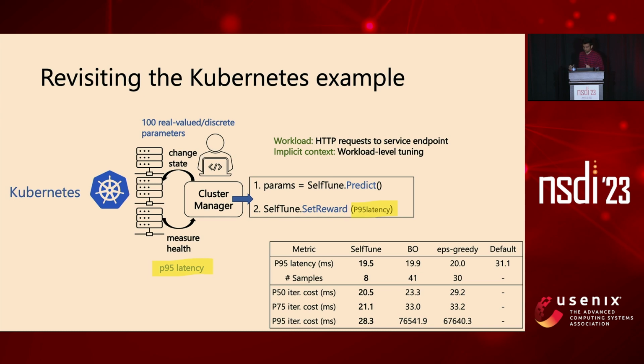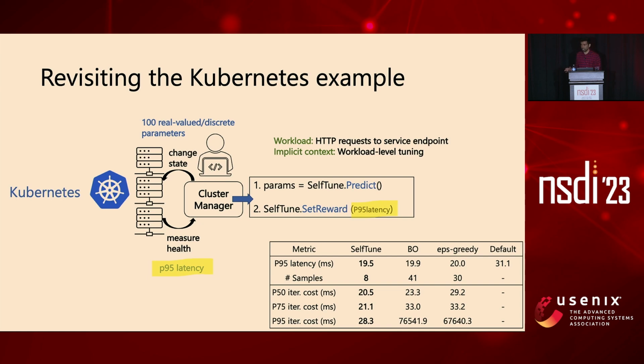We compare SelfTune with Bayesian optimization and epsilon greedy, which is a variant of an RL algorithm, and default is just the default configuration. The first row is the final tail latency that we obtain. The value for SelfTune is slightly smaller than the others, but the more important thing is that the number of samples it needs to reach this value is considerably smaller than the other methods, that is 8 versus 30 or 40.